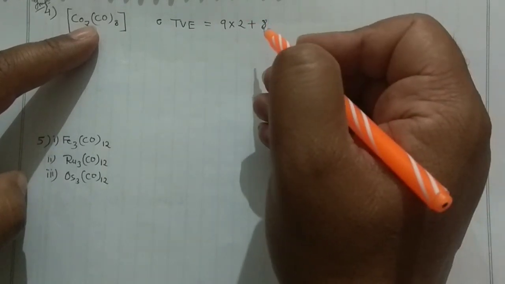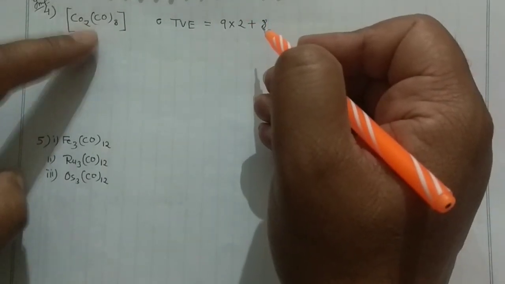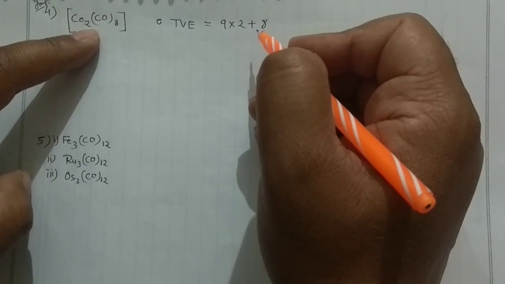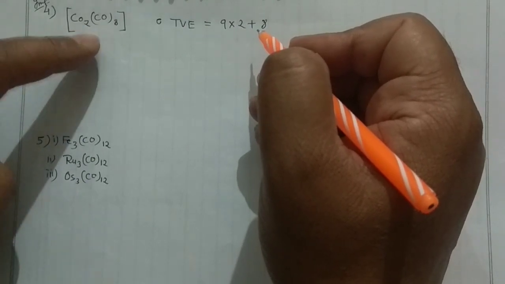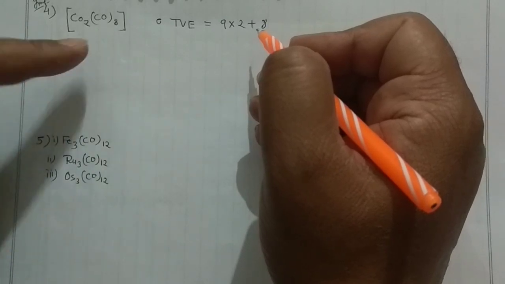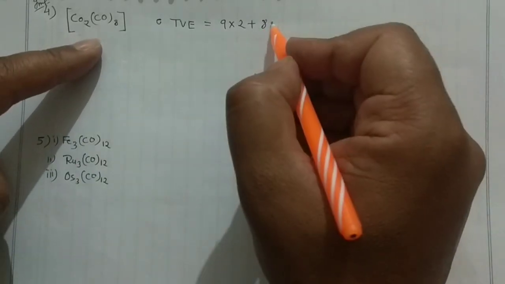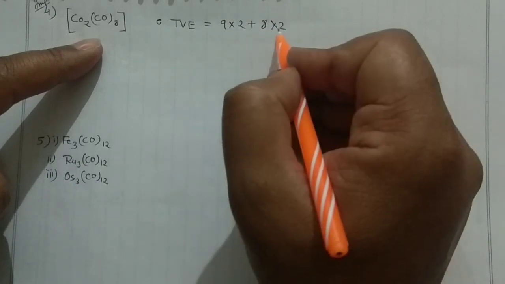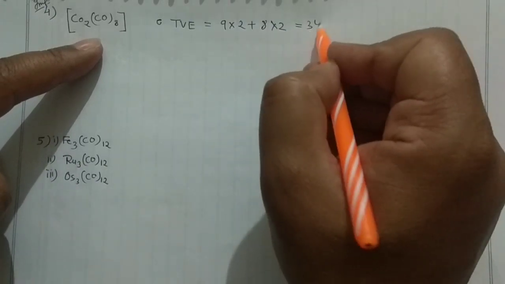You must be thinking why I am focusing on the carbonyls most, because these carbonyl complexes are very, very important. That's why I am taking these examples commonly. However, later on in the lecture I will take other examples also. Okay, so 8 into 2, 9 into 2 is 18, 8 into 2 is 16, that will give you 34.